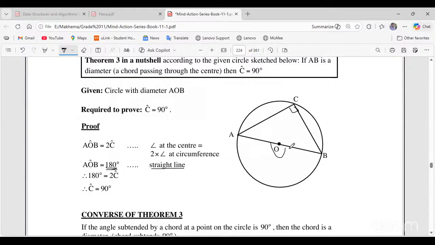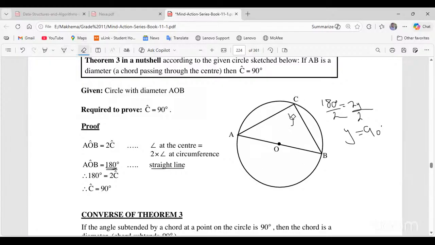Now, we want that angle. If this is angle at the center and is 180 degrees, we want angle at the circumference. So this angle that is at the center is equal to 2 times angle at the circumference. It will be 2 times y. Now, what is the value of that y there? y will be equal to 90 degrees. Therefore, we have proved that the angle C there will be 90 degrees, just like that.